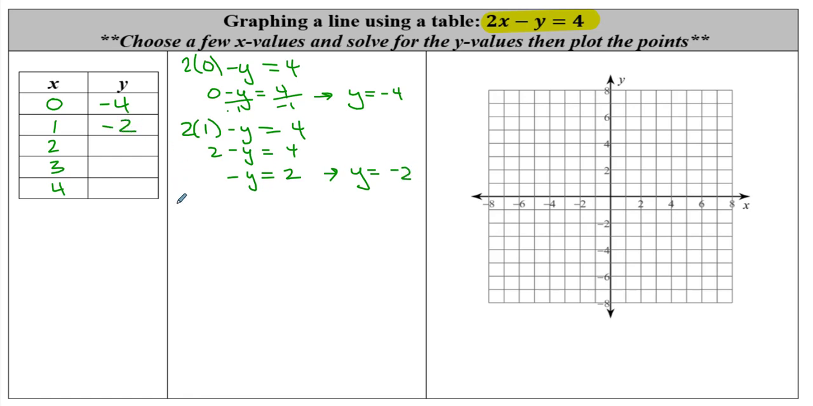Alright, let's try the next one. 2 times 2 minus y equals 4. 4 minus y is equal to 4. We're going to subtract the 4 from both sides. We get negative y equals 0. And this gives us y is equal to 0.